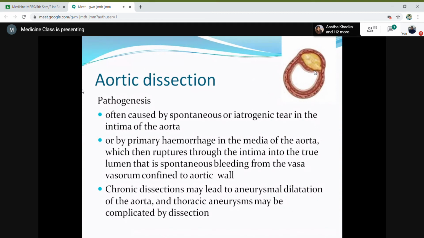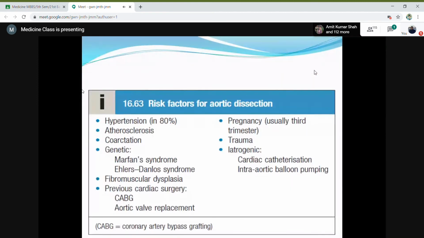Intima of the aorta, or by primary hemorrhage in the media of the aorta, which then ruptures through the intima into the true lumen. That is spontaneous bleeding from the vasa vasorum confined to the aortic wall. Okay, and chronic dissection may lead to aneurysmal dilatation of the aorta, and thoracic aneurysm may be complicated by dissection. Okay. So, what are the risk factors?